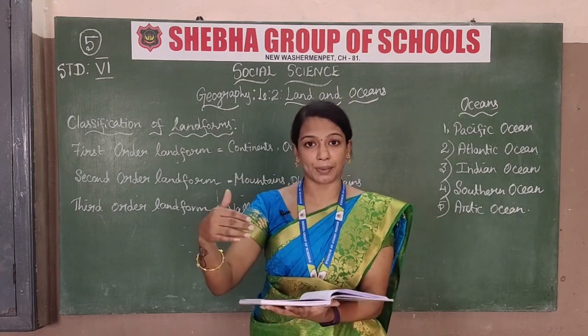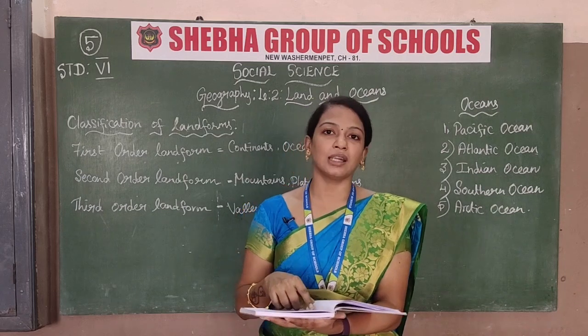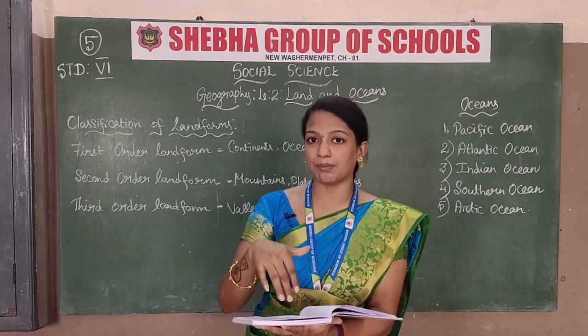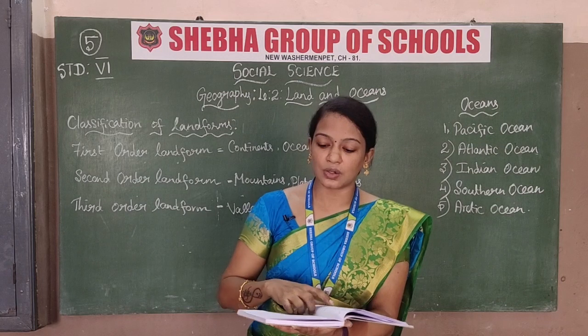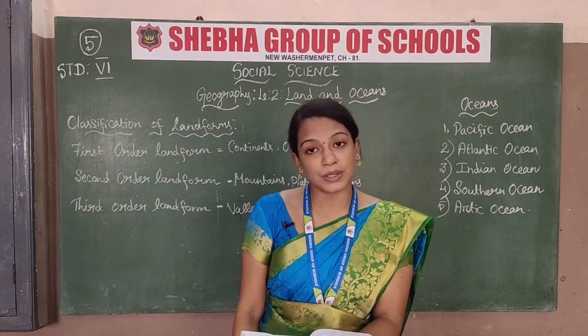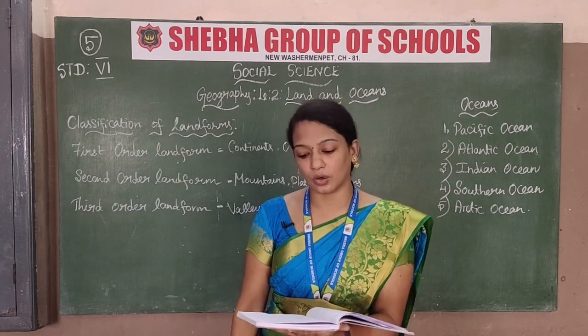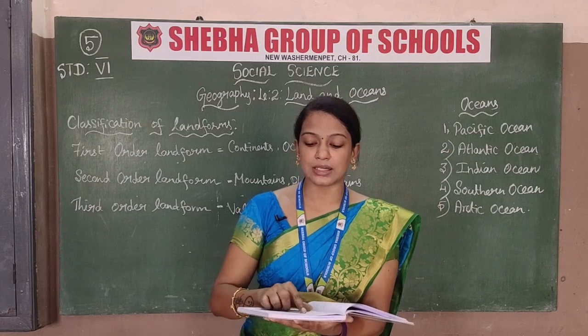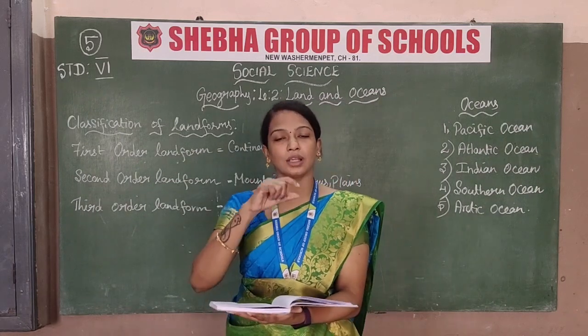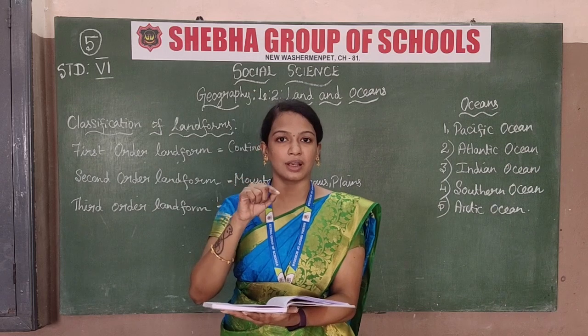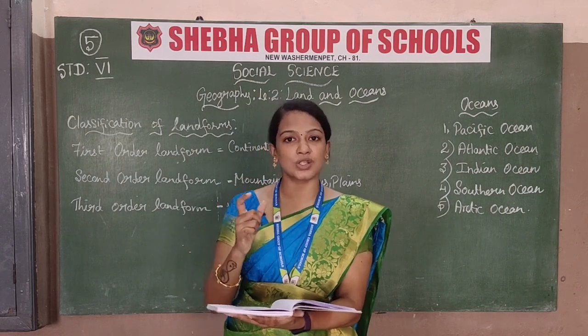The trench's depth is 10,994 meters in the Mariana Trench. The Pacific Ocean is also a volcanic area. It is the Pacific Ring of Fire. Actually, in the Pacific Ocean the Pacific Ring of Fire is there, so those are the places of volcanic origin.